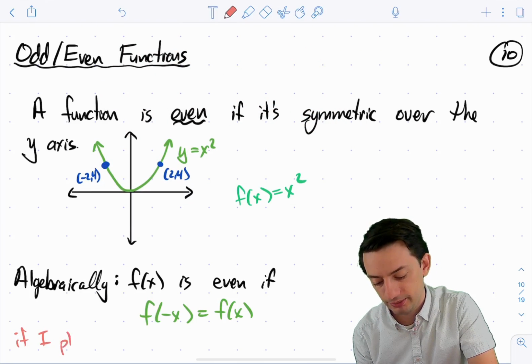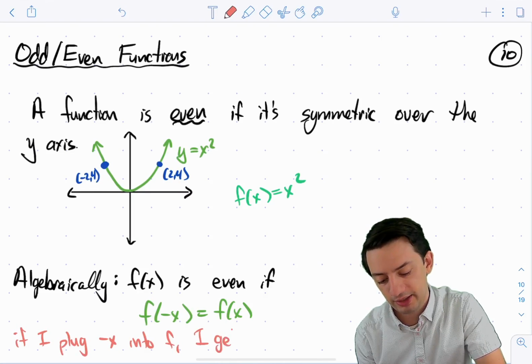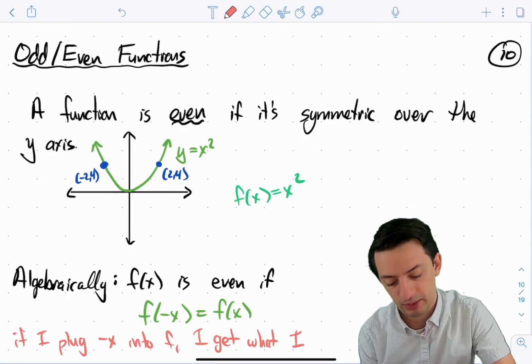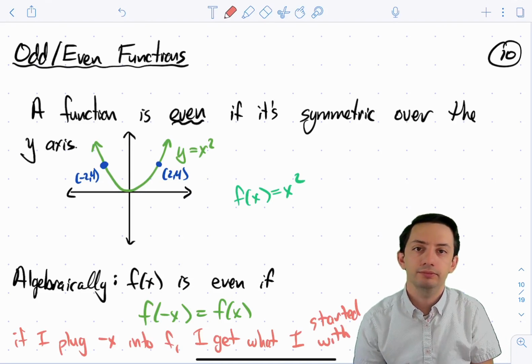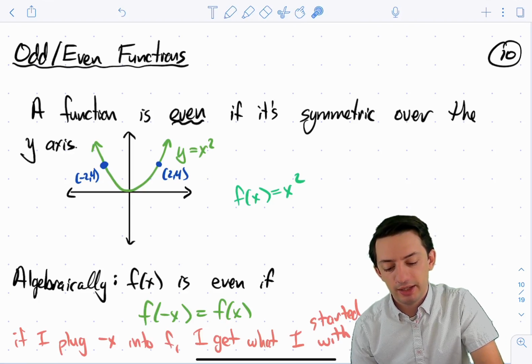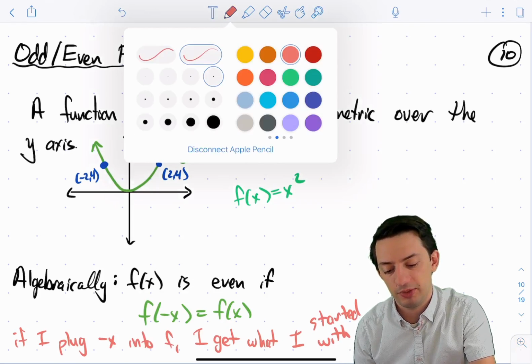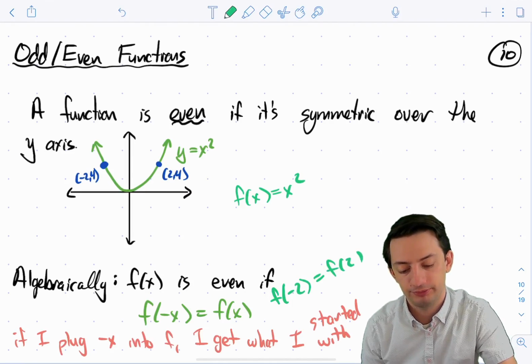If I plug negative x into f, I get what I started with. Okay, I'm not quite going to have room to write this. I get what I started with. Okay, we'll see an example of this in a minute, but the idea here is this is like saying, for example, in this picture, f of negative 2 has to equal f of 2.